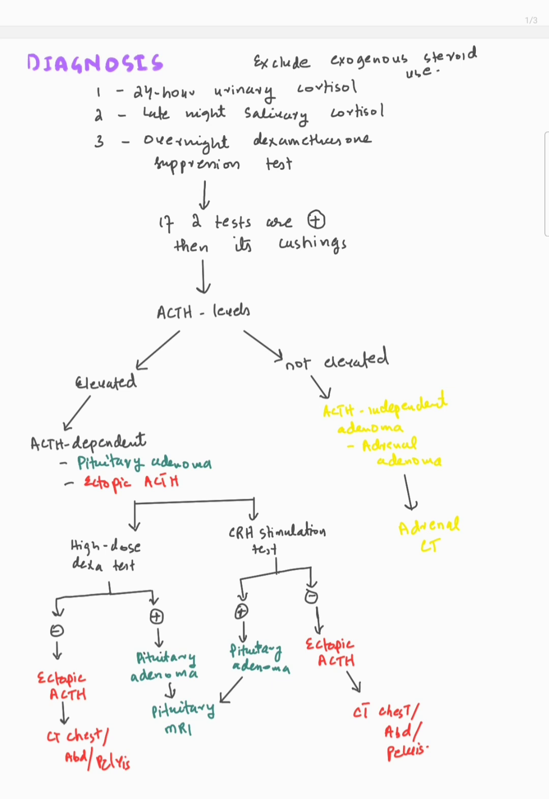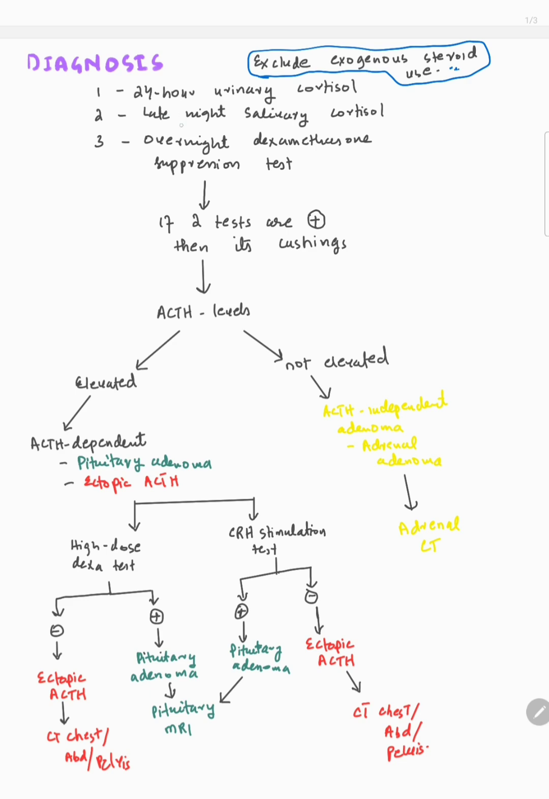So the first thing is that you should exclude in the history that the patient is using any steroid. Look for any autoimmune disease like we talked about. Just ask the patient in history if he's been using any medications. So exclude steroid use. Once you've excluded that, then you can do tests in order to diagnose it.